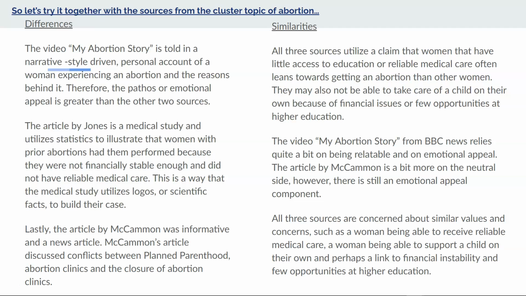Now, these observations are just my own. They are also a bit personal in nature. So just keep in mind this is an example, but at least you can get an example of what it's like to compare and contrast, or find those differences and similarities, between those three sources.